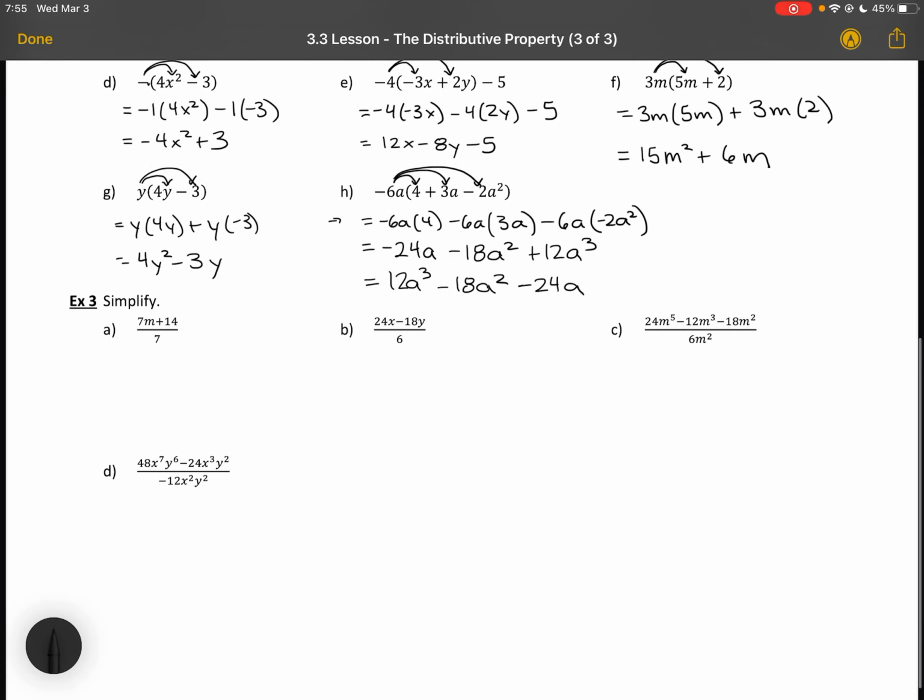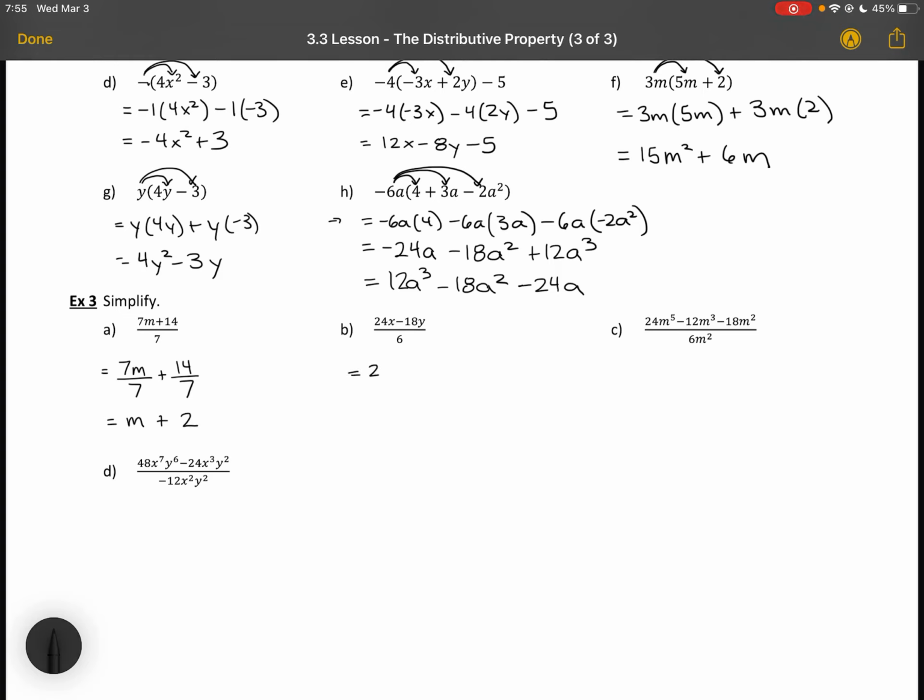To wrap up, let's look at some examples involving division. It is very important that you divide all the terms on the top by all the terms on the bottom. So here we would have 7m divided by 7 plus 14 also divided by 7. Our first term here would simplify to 1m. Our second term here would simplify to 2.